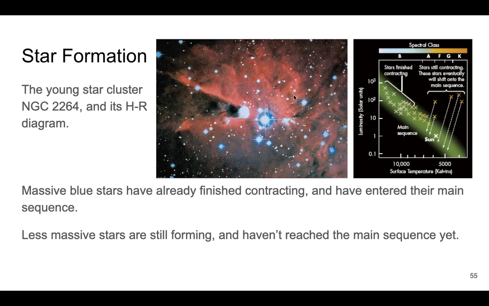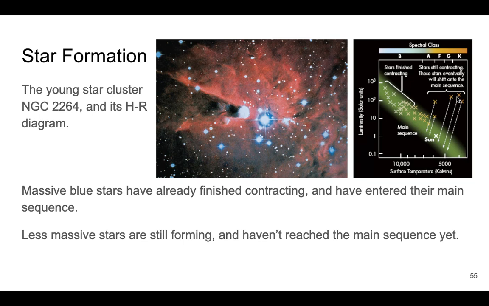So what happens is the more massive clumps form the more massive stars. And because there's more mass there, they tend to collapse more quickly. So those more massive stars, the blue ones, have already formed and finished contracting. And those stars are on the main sequence. So if we look at this HR diagram, these are the hot ones, the big blue ones that are here. And the less massive clumps are in the middle of forming their stars. So these are still protostars. They haven't joined the main sequence yet.